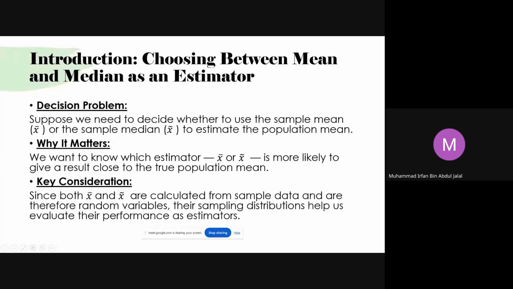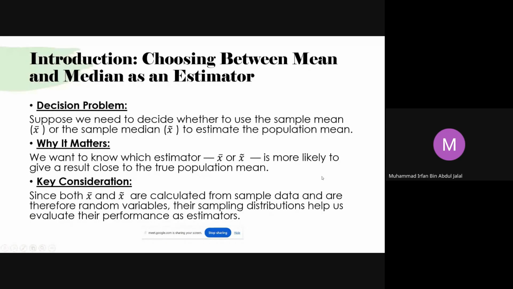So we want to know which estimator, either the sample mean or the sample median, will be more accurate to represent the true population mean. Since both the sample mean and sample median can be calculated from the data that we obtain from the population and therefore are considered random variables, their sampling distributions will help us to evaluate their individual performance as estimators of the population mean.